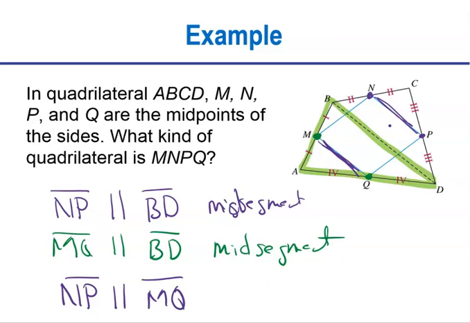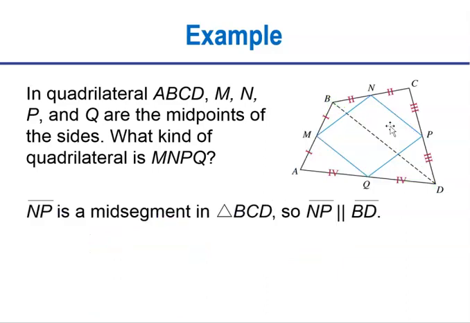So hold that thought. I've got this typed up. I'm writing a whole bunch of stuff, but I have it typed up, so let's recap. Okay, so NP is the mid-segment of triangle BCD, so NP is parallel to BD. That's the first thing we did, right?